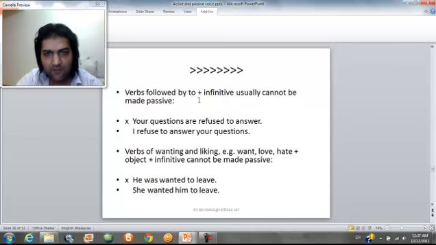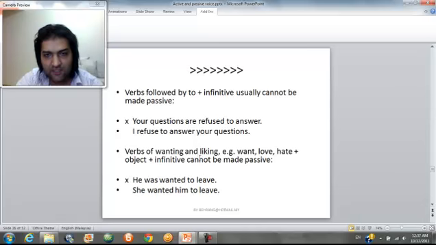Verbs followed by to plus infinitive usually cannot be made passive. When we go, "your questions are refused to answer," it's definitely wrong. Verbs followed by to plus infinitive cannot be passive. So I refuse to answer your question. You can't say "your questions are refused to answer." No, you should say, I refuse to answer your questions.